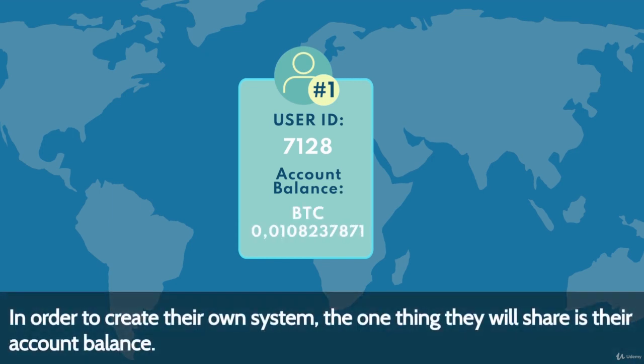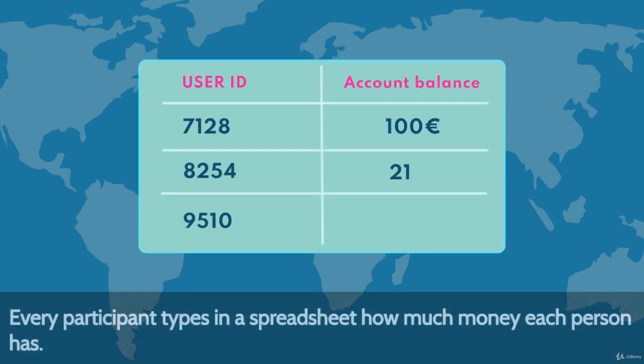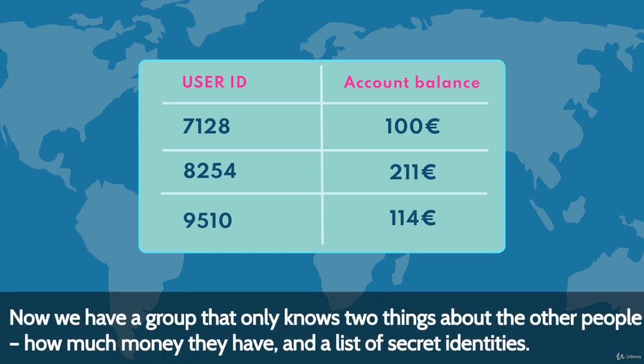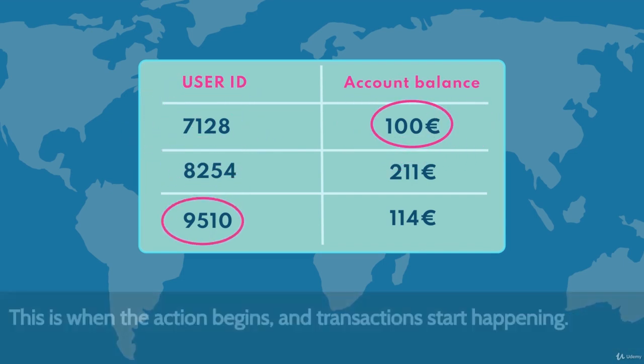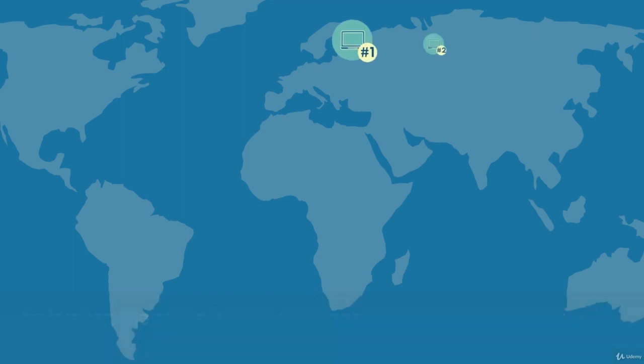In order to create their own system, the one thing they will share is their account balance. Every participant types in a spreadsheet how much money each person has. Now we have a group that not only knows two things about the other people, how much money they have, and a list of secret identities. This is when the action begins and transactions start happening.